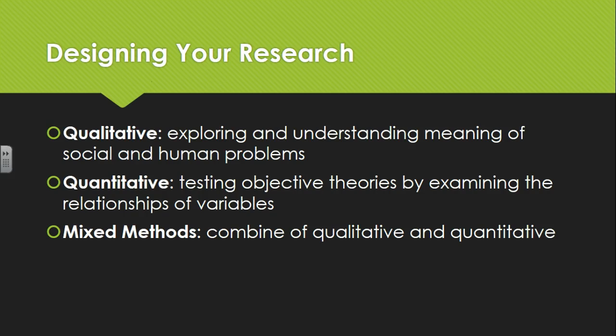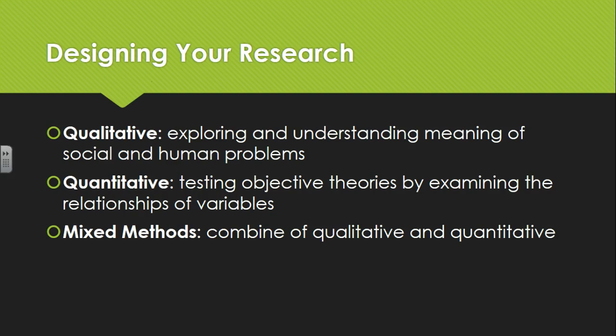The first and foremost and more important thing that you need to know is how to design your research. And in order to design your research, you need to be able to understand the difference between qualitative and quantitative research. So qualitative research, as it says on the screen, is exploring and understanding the meaning of social and human problems. So this is kind of looking at something like a focus group and understanding, like, what do you think about this? Why do you think this way? Compared to quantitative research, which is where you're testing objective theories by examining the relationships of different variables. So you're looking at different things with actual stats and data. This is kind of like your traditional science fair project to understand exactly what quantitative research is.